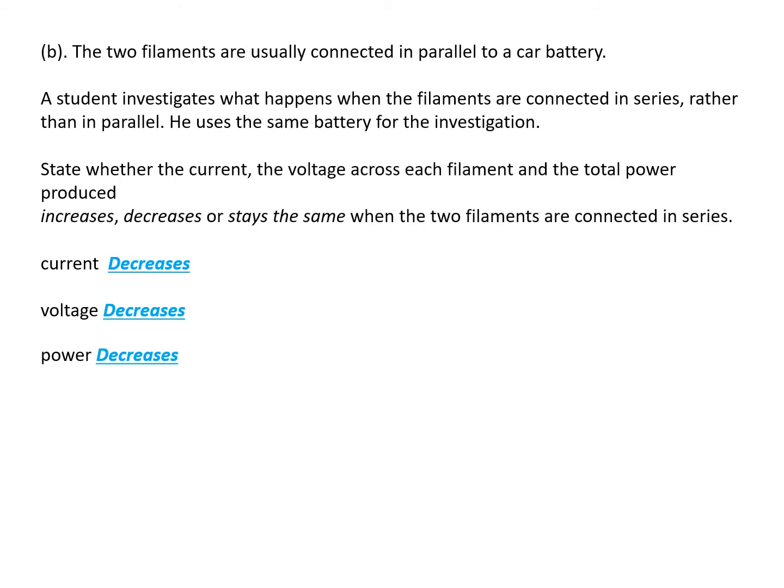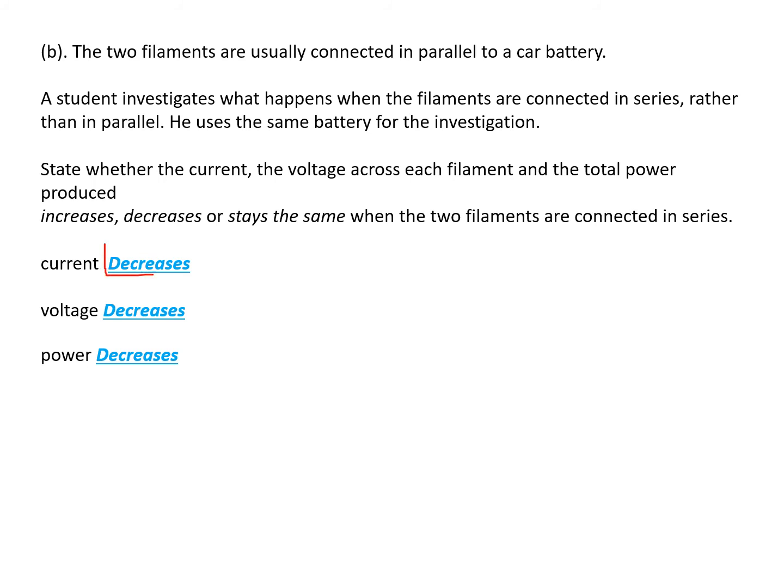Part B. The two filaments are usually connected in parallel to a car battery. A student investigates what happens when the car filaments are connected in series rather than in parallel. He uses the same battery for the investigation. State whether the current, the voltage across each filament, and the total power produced increase, decrease, or stay the same when the two filaments are connected in series.